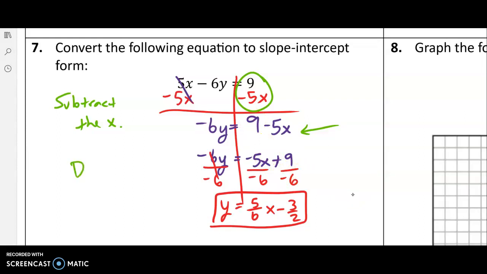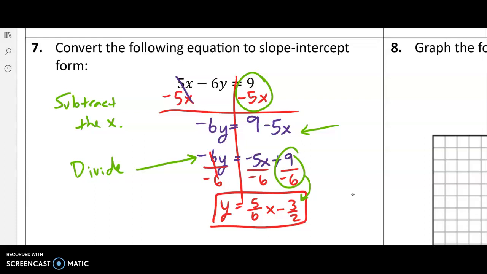And then the last step is to divide by the number that's in front of the y. That's important. And then you need to simplify them. You can divide them in your calculator. That can be really helpful. For instance, 9 divided by -6, it did reduce to 3/2. Okay, so check your answer, make sure that that is correct.